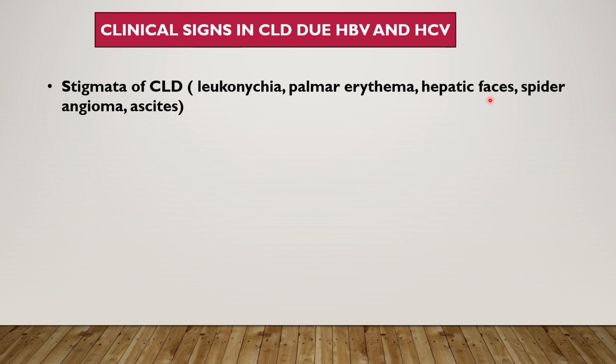Hepatic facies is a kind of face in which the nose will be pinched, there will be malar prominence, sunken eyes, and shallow temporal area. So there will be hepatic facies, spider angiomas, and definitely ascites and dilated veins will be present. You can see tattoo, IV injection marks, surgery marks, because it can be transmitted through blood transfusion, through the surgical procedures and tattooing, so they can be seen.